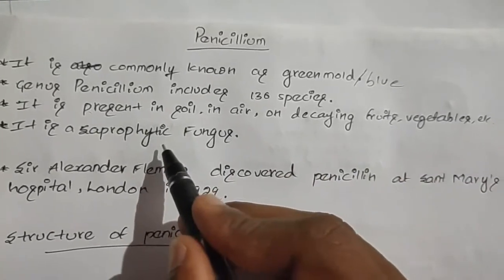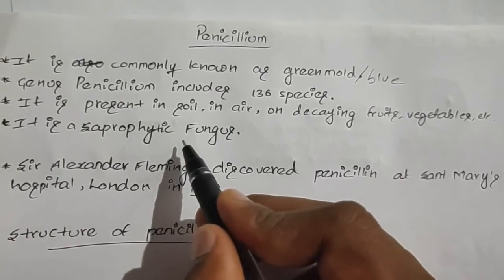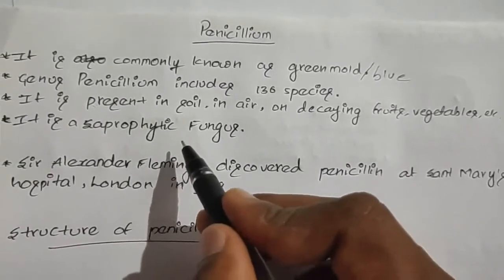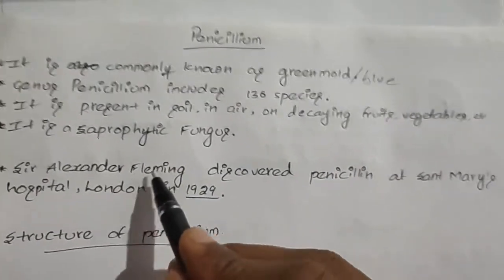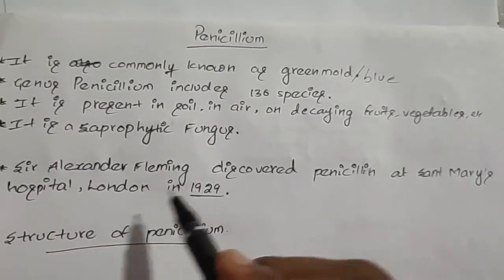Penicillium is a saprophytic fungus. Saprophytic means it feeds on dead and decaying matter for its nutrients. Sir Alexander Fleming discovered penicillin at St. Mary's Hospital in London in 1929.